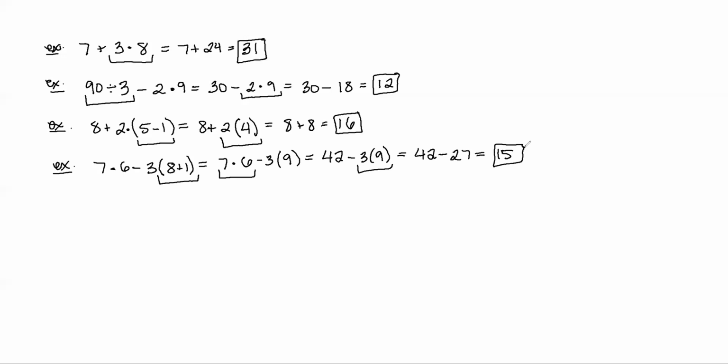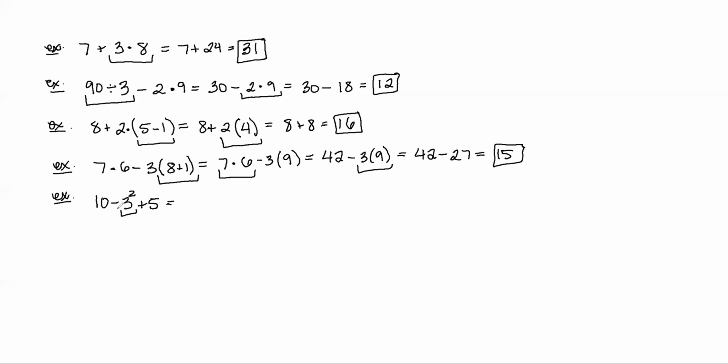And now let's go ahead and try one more of these before we take a look at one with more than one grouping symbol. This one we have 10 minus 3 squared plus 5. And so for this one, we have subtraction, addition, and we also have an exponent. So we do exponents first. And remember, the base here is just the 3.